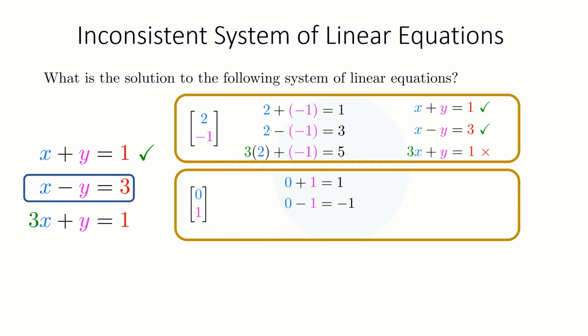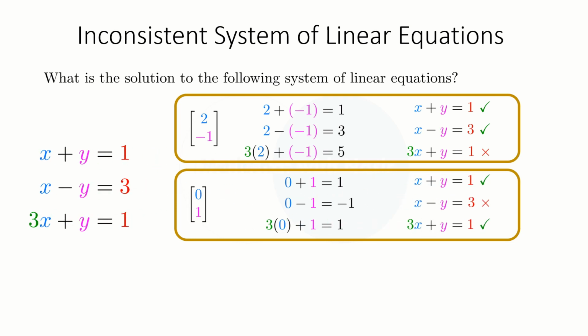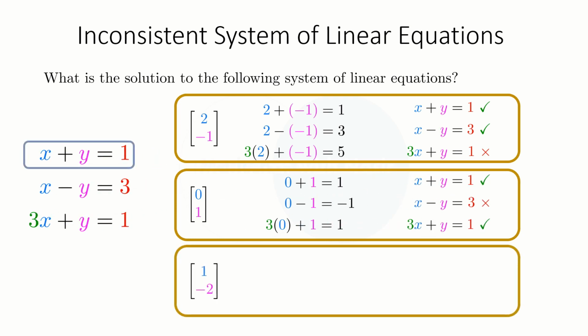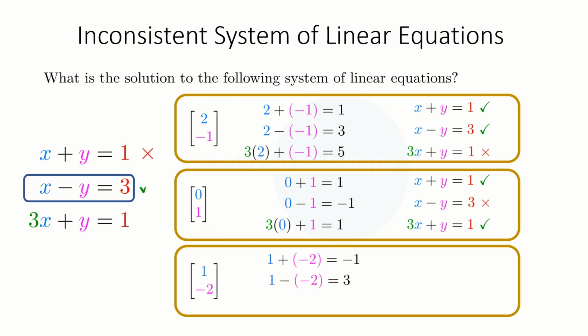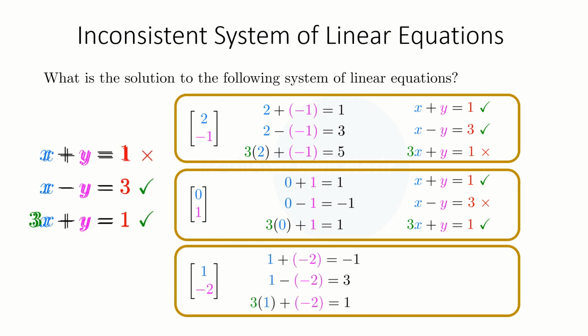The right hand side of the second equation, which is equal to 3, does not match the result of the substitution, which evaluates to -1. It does not satisfy the second equation. However, it does satisfy the third equation. x equal to 0 and y equal to 1 is not the solution as it does not satisfy the second equation. The third possible solution with x equal to 1 and y equal to -2 satisfies the last two equations but does not satisfy the first equation.